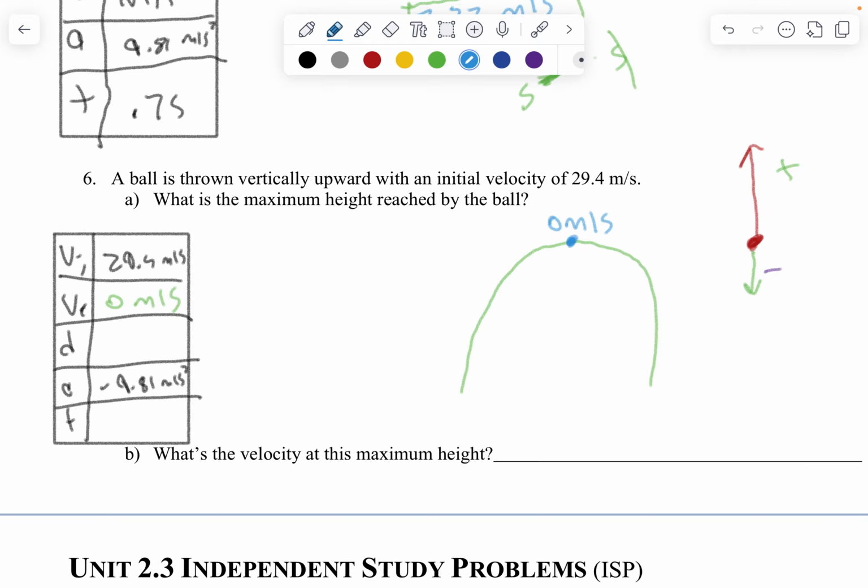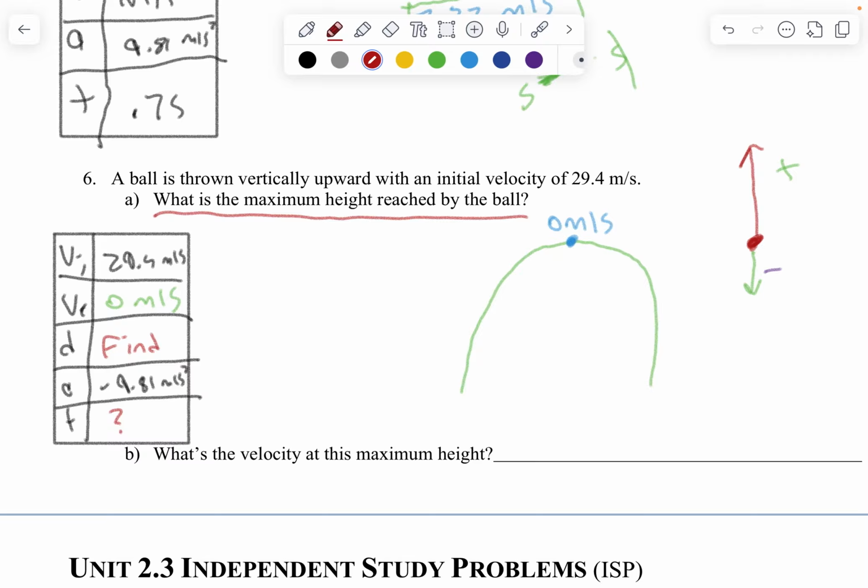Okay, so now that we know just a little bit about why the final velocity is 0 meters per second, then we can plug that into our final velocity. So we have 0 meters per second, and then we're trying to find d. We're trying to find displacement. And how do we know we're trying to find that? What is the maximum height reached by the ball? And then time, we don't know anything about time, unfortunately.